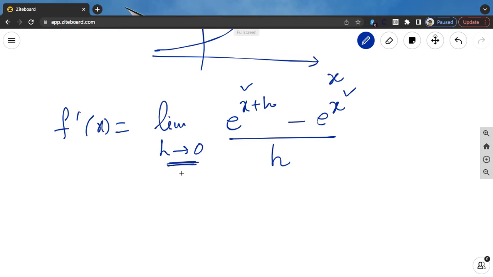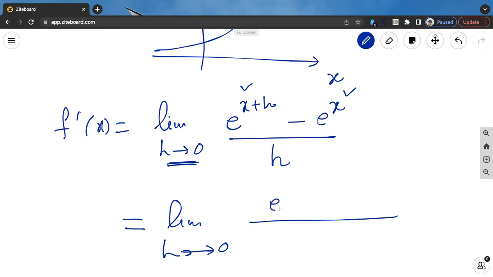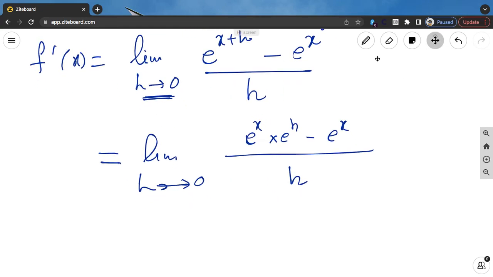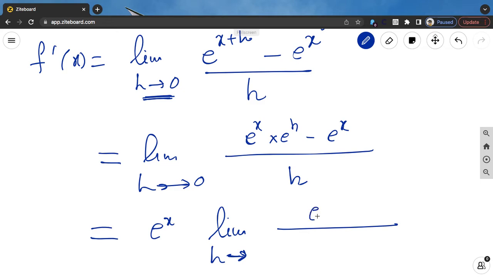h is almost 0. And when we do that, I can use the slope of the straight line as the slope of the curve at that point. So y2 minus y1 upon x2 minus x1 can be used. That's what first principle means. Okay, so I will use my exponent rules and rewrite this in this manner. I want to see e raised to x is independent of h, so I'm taking that out. And what I'm left with is e power h minus 1 upon h.